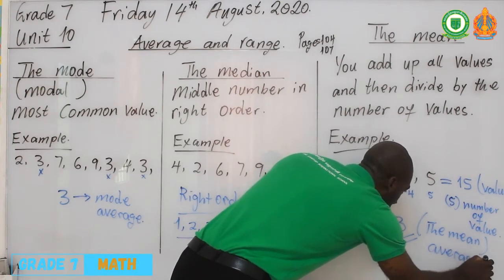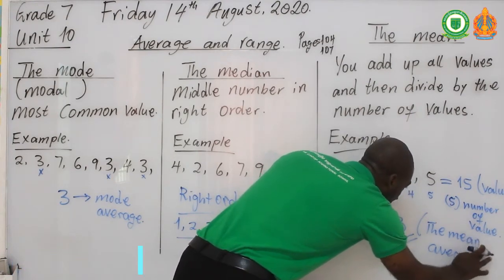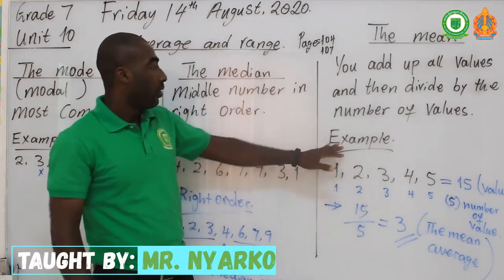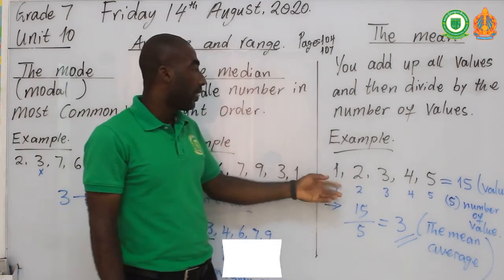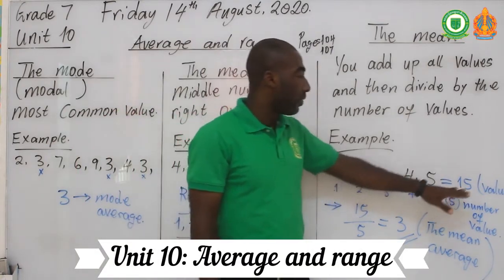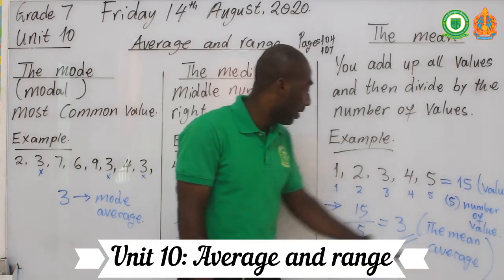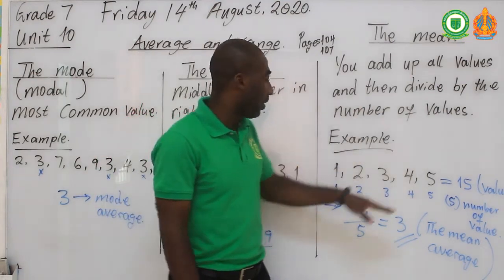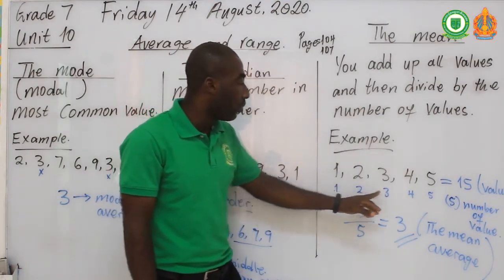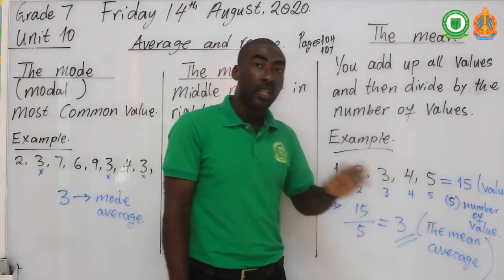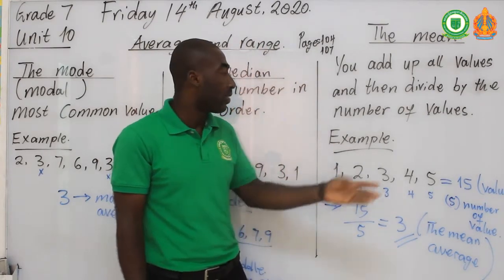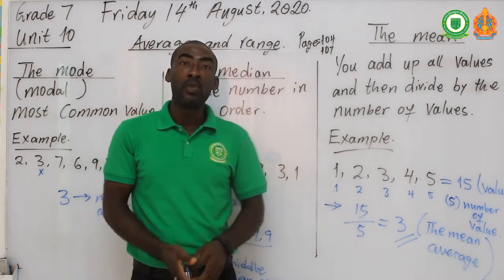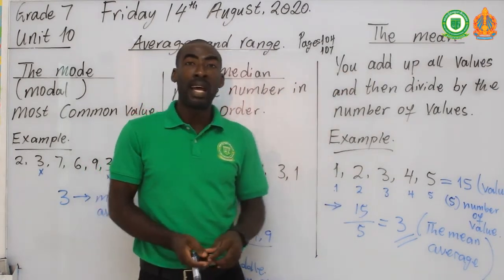Okay. So the 3 becomes your mean average. So in short, what you have to do is add up the values, then you have your total value, and then you find the number of values. The number of values becomes 1, 2, 3, 4, and 5. That means 5 items is what we are dealing with. You divide the total by that number, and that will give you your mean average.